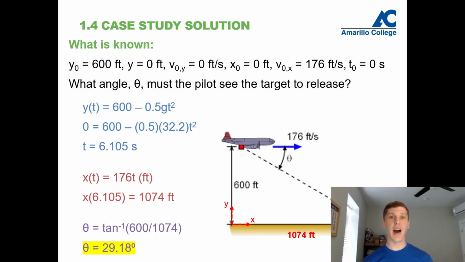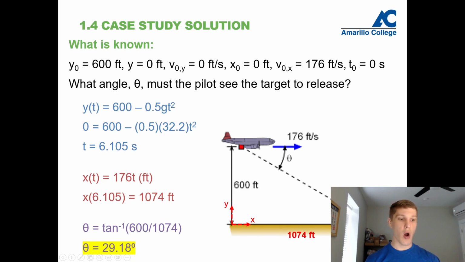I now know the time it takes for that package to fall from 600 feet and hit the ground. I can plug that time into my horizontal position equation, and I can determine that x of t, where t now is 6.105, is 176 times 6.105. If you do that multiplication, I figure out that it travels 1,074 feet. So now I know how far it travels horizontally in the same time it takes for it to fall 600 feet.